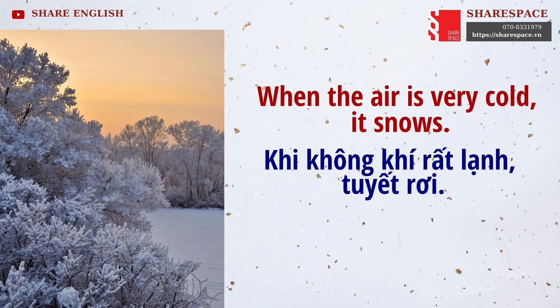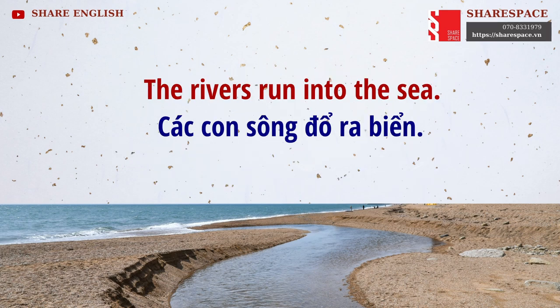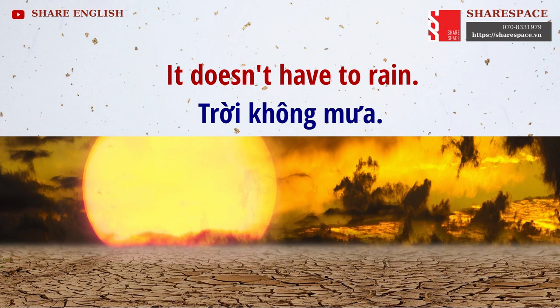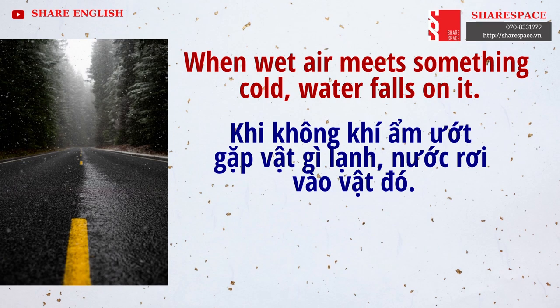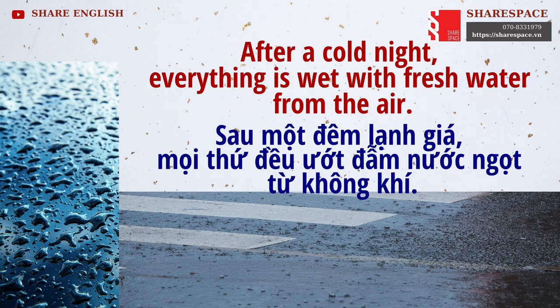When the air is very cold, it snows. Rain or snow falls to the ground, and a lot of it runs into rivers. The rivers run into the sea. Then it all starts again. It doesn't have to rain. When wet air meets something cold, water falls on it. Look at your car in the early morning, or the trees in your garden. After a cold night, everything is wet with fresh water from the air.